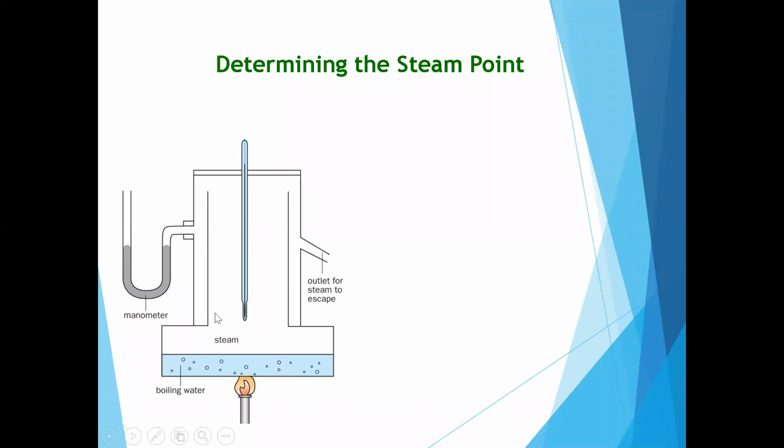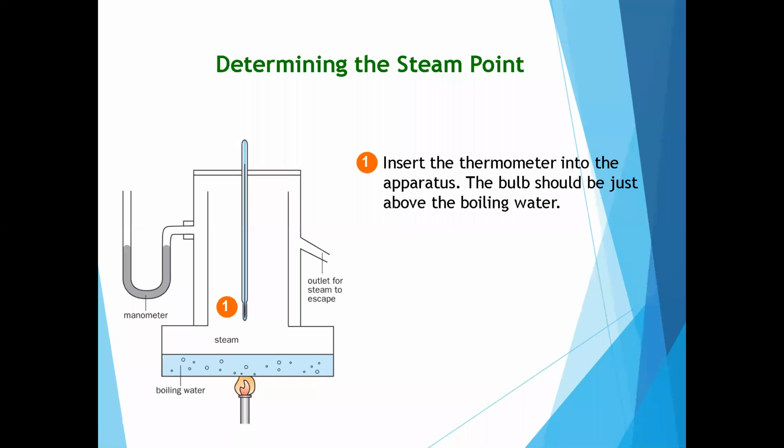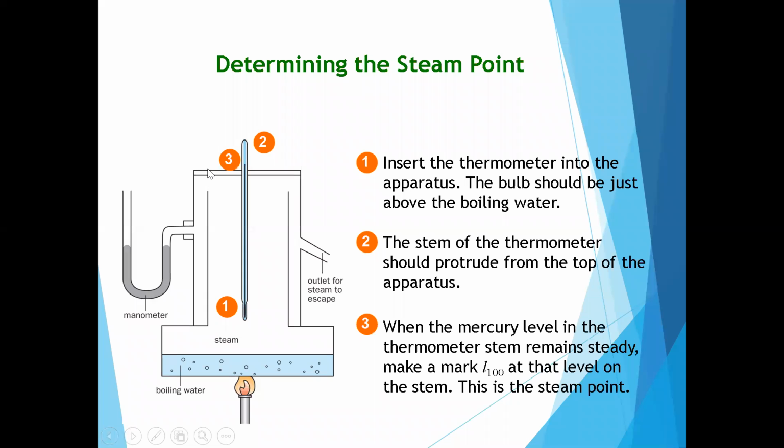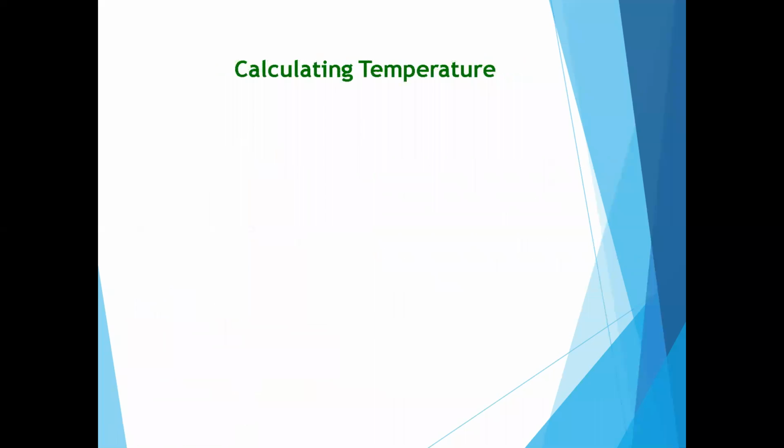Now the water is going to boil, you're going to measure the temperature of the vapors, you're going to let it come steady, and when it is steady, then you're going to mark it as your steam point. So the bulb should be just above the boiling water, we discussed that, and then the stem should protrude outwards. Why? So that you can read the temperature. And then when the mercury level is steady, you're going to mark L100 over there, the length of the mercury thread at 100 degrees Celsius. This is your steam point.